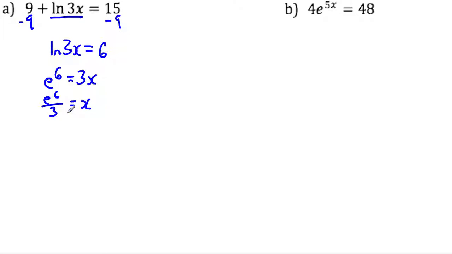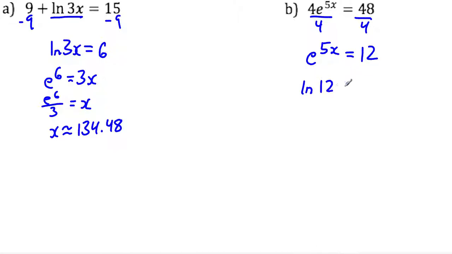So in my calculator, I can do e to the 6th and divide that by 3. I get that x is about equal to 134.48. Nice little algebraic maneuvers, and I let the calculator do the rest. For b, same deal. I know I want to take the log of this, but I can't do anything until I remove this. Now I could use a product property, but it's actually probably going to be easier for me to just divide by 4 first. So I get e to the 5x is equal to 12.